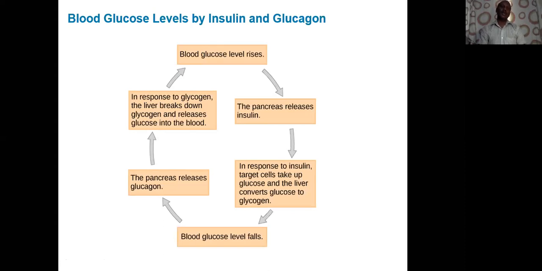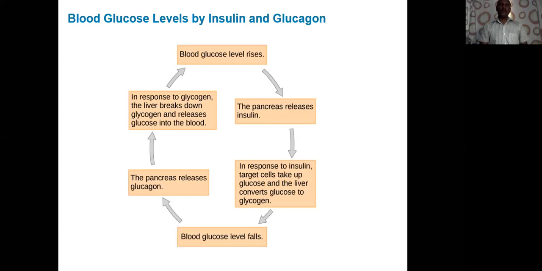These are the two main peptide hormones which regulate glucose metabolism. One is insulin, another is glucagon. Glucagon causes the breakdown of glycogen into glucose when there are reduced glucose levels. Insulin, on the other hand, acts when there are increased glucose levels, and glucose will be converted into glycogen.